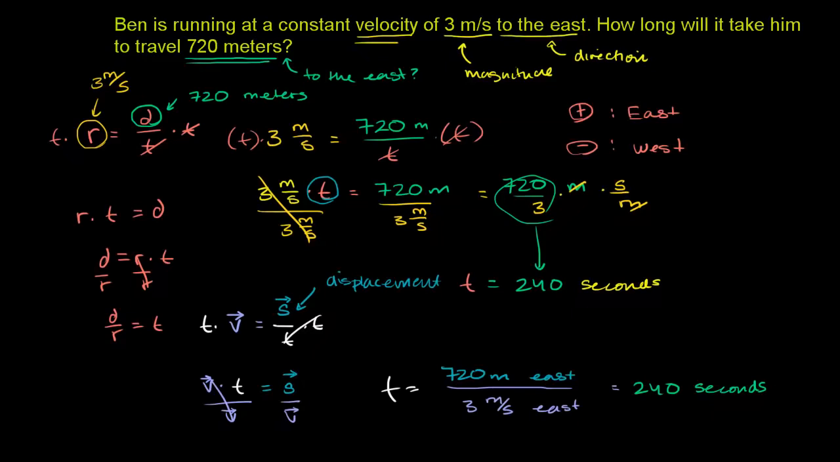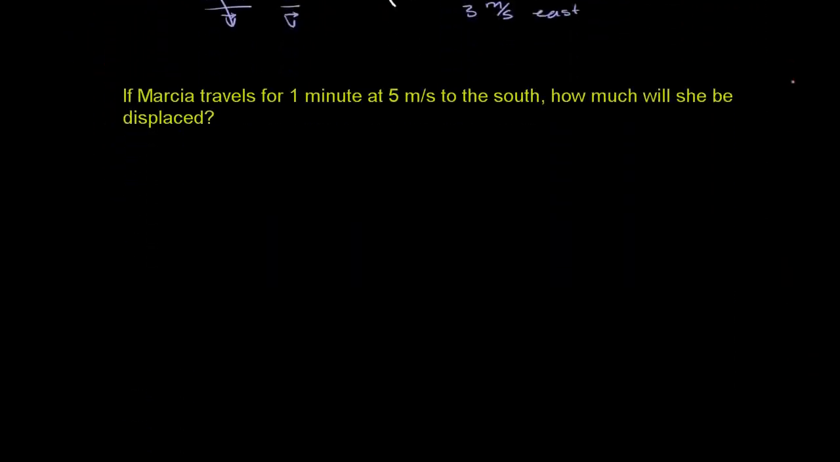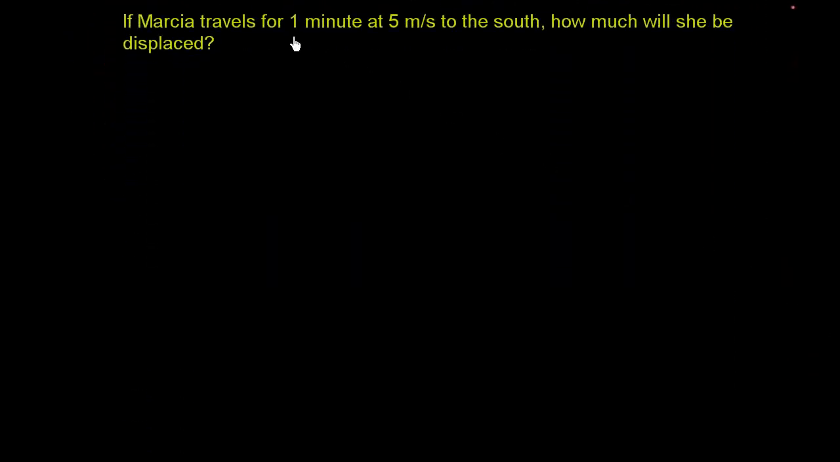Let's do one more example dealing with displacement, velocity, and time. So we have, if Marcia travels for 1 minute at 5 meters per second to the south, how much will she be displaced? And so we know that velocity is equal to displacement divided by time. And it's really, once again, change in time, but we'll just say time.